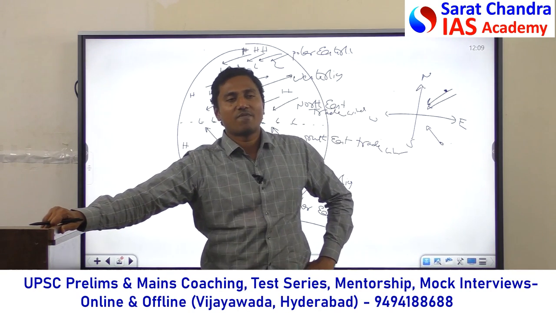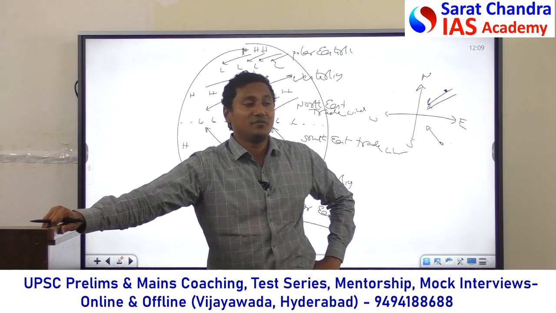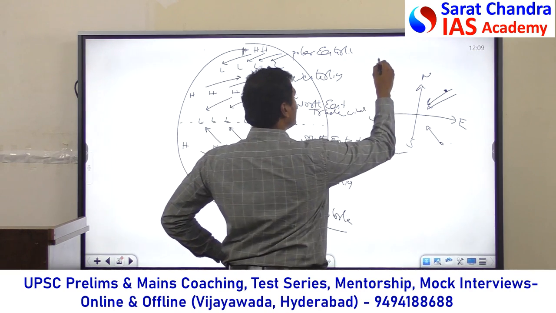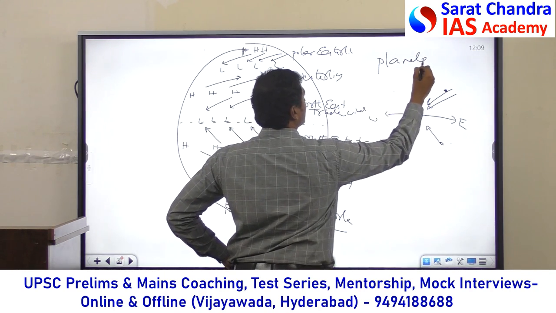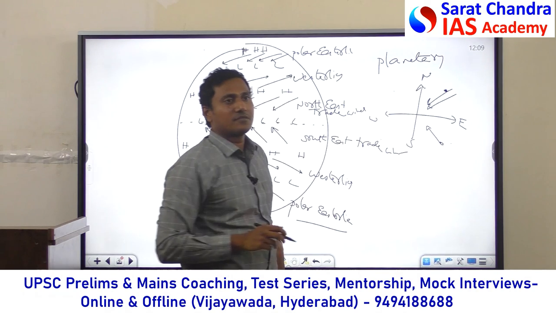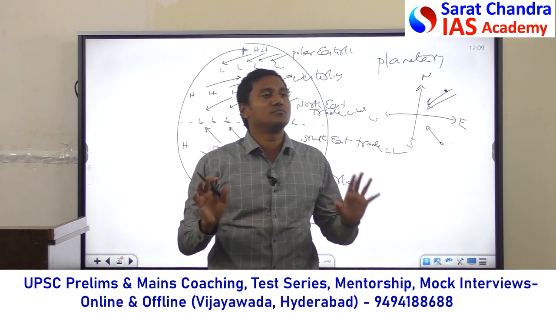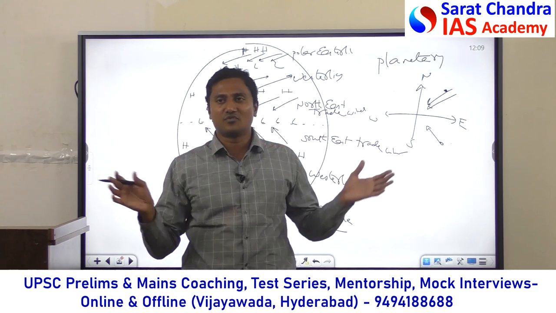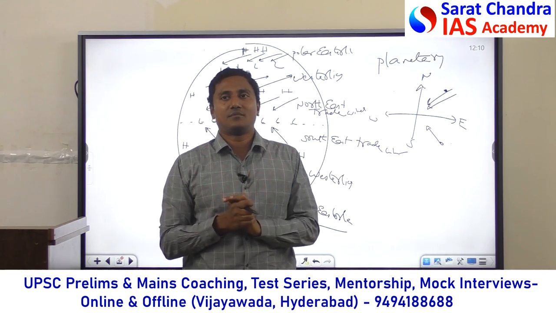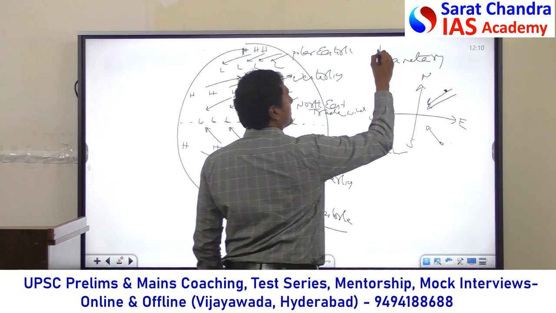And these are the 1, 2, 3, 4, 5, 6 types of winds. These winds are called planetary winds. Why? Because they occur through the planet. These are also called primary winds. Primary means most important winds. See, on the earth there are many types of winds, but they are the most important type. Primary winds.